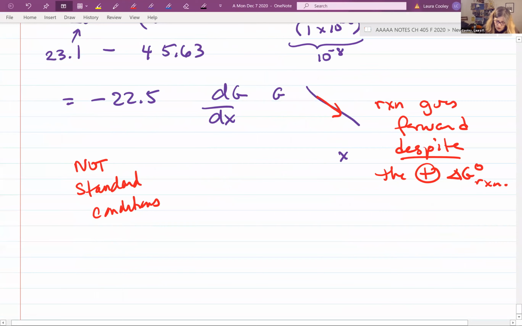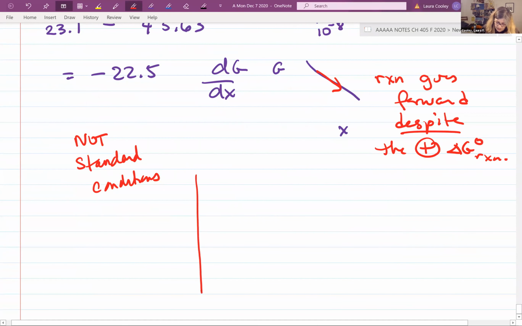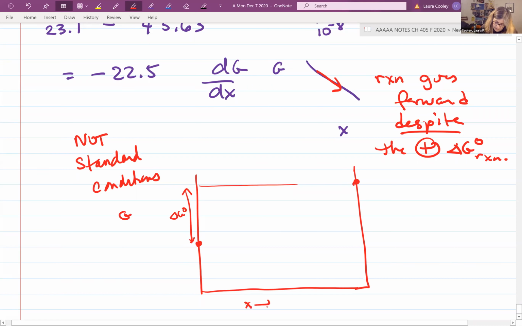And how would you draw this? It asks for a sketch. All right, well, we have a positive delta G0, so we know we're going uphill here. We know that the equilibrium is going to be on the reactant side.